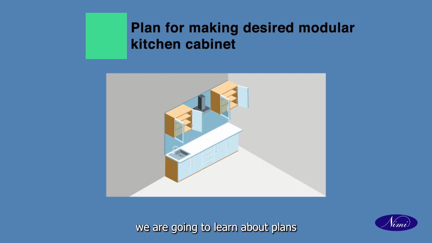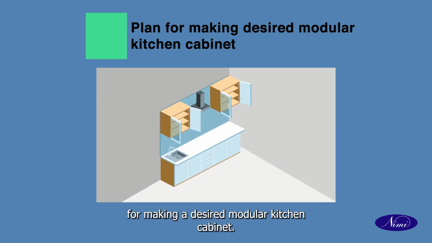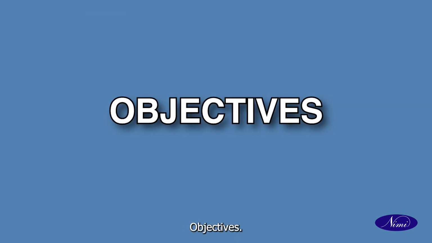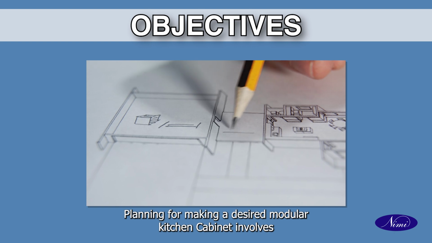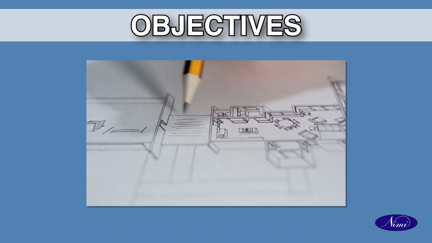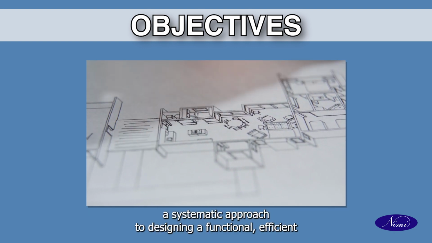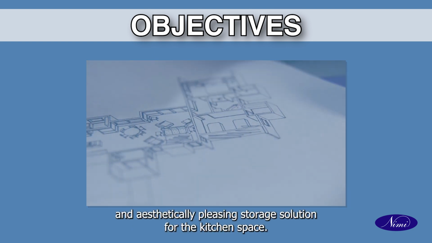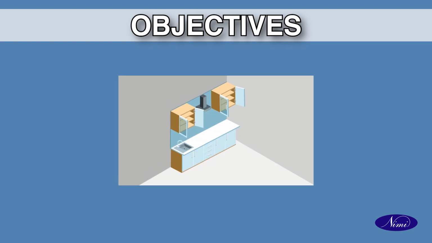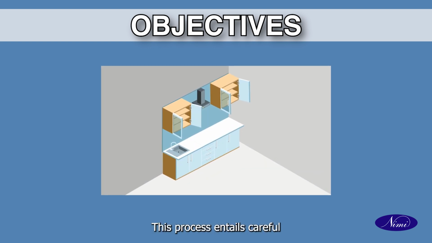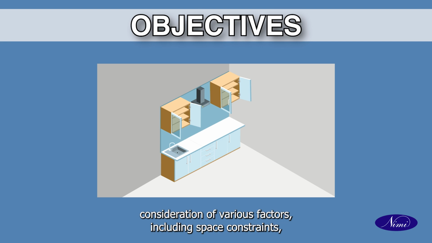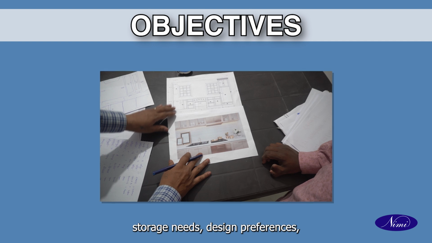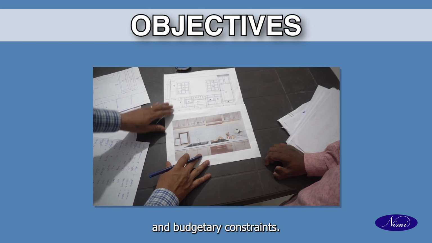In this session, we are going to learn about the plan for making a desired modular kitchen cabinet. Objectives. Planning for making a desired modular kitchen cabinet involves a systematic approach to designing a functional, efficient, and aesthetically pleasing storage solution for the kitchen space. This process entails careful consideration of various factors, including space constraints, storage needs, design preferences, and budgetary constraints.